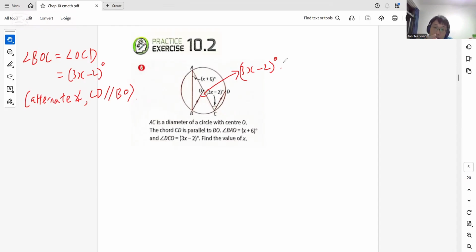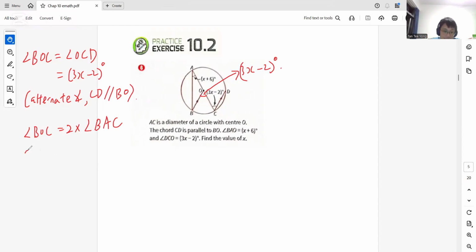All right, so how does it relate? What is the purpose of finding this angle? How do we find the value of x? So in this case, we must form an equation, as we have learned in exercise 10.2, right? We can say that angle BOC is equals to 2 times of angle BAC, right?